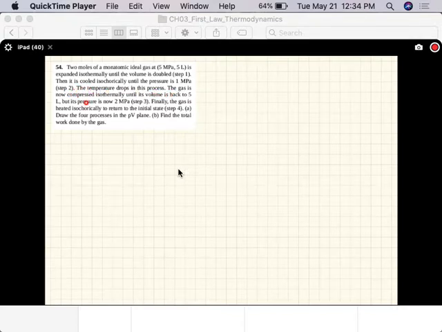The gas is now compressed isothermally until its volume is back to 5 liters, but its pressure is now 2 megapascals. Step 3. Finally, the gas is heated isochorically to return to the initial state. Step 4. Draw the 4 processes on a PV plane. Find the total work done by the gas.